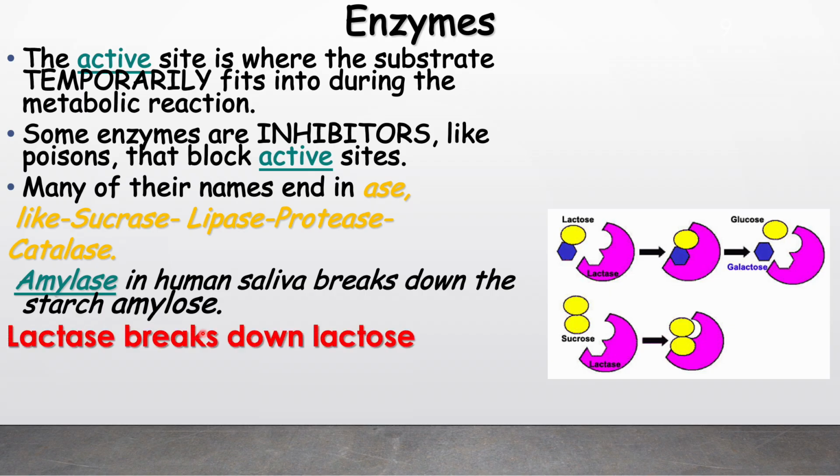Lactase breaks down lactose. Amylose, that's a carbohydrate type of sugar. Lactose, also a carbohydrate type of sugar. They end in that OSE ending. But then amylase and lactase end in the ASE. They are the enzymes that are going to help break down the sugars.